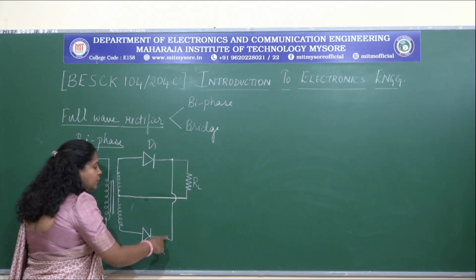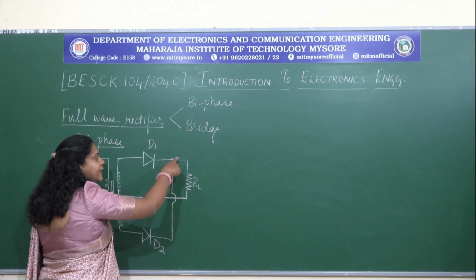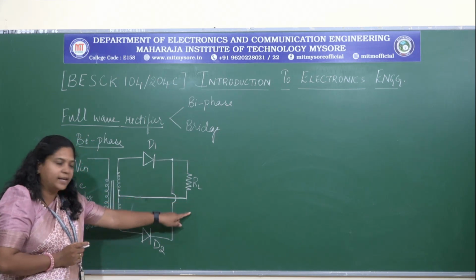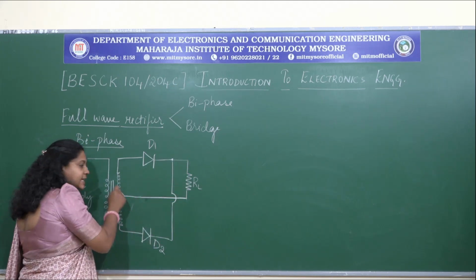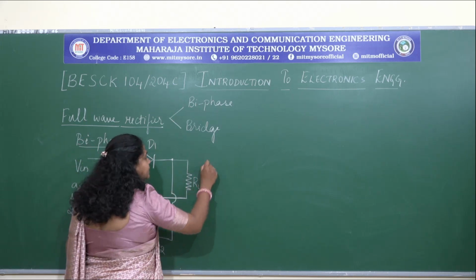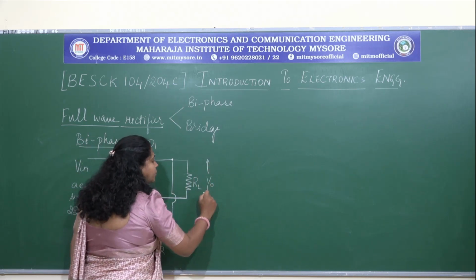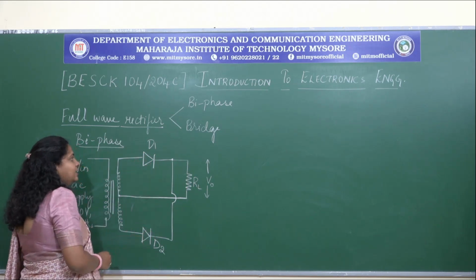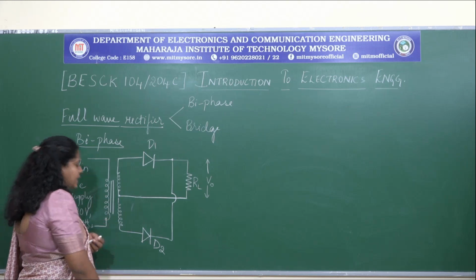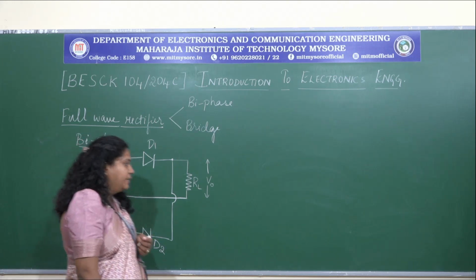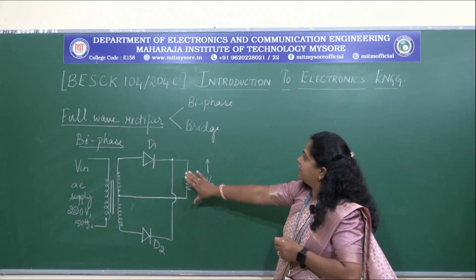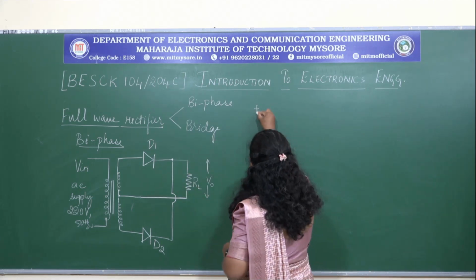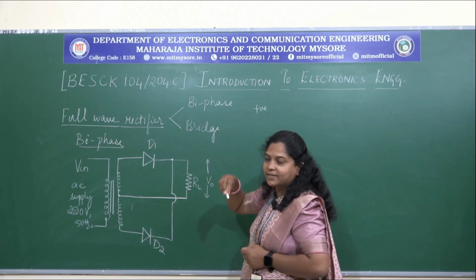The cathodes of the 2 diodes are shorted, and that end is given to the load resistance, and the other end of the load resistance is obtained from the center tap of the transformer. This is where we see the output voltage, right? Now the diodes have been phased like this. This is the general diagram for a biphase rectifier. Now let us see how the diode behaves during the positive half cycle.